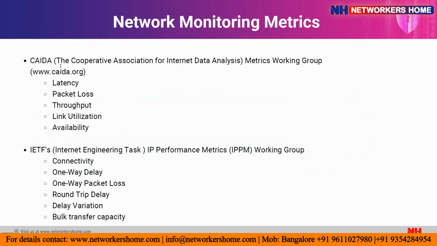Then there are different metrics through which network performance can be monitored. Some metrics come from the Cooperative Association for Internet Data Analysis, which provides different metrics like latency, packet loss, throughput, link utilization, and availability. Then according to the Internet Engineering Task Force, we have certain IP performance metrics like connectivity, one-way delay, one-way packet loss, round-trip delay, delay variation, and bulk transfer capacity.